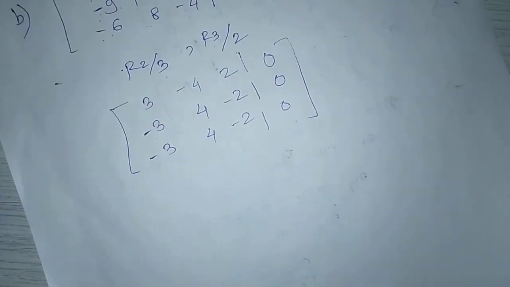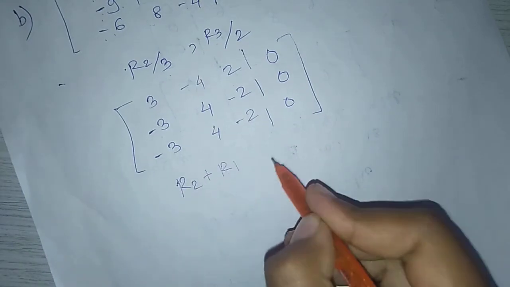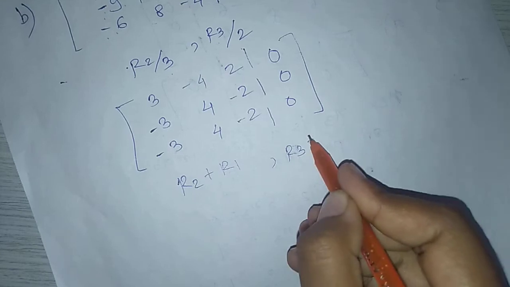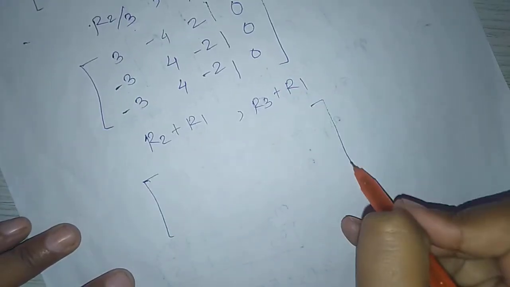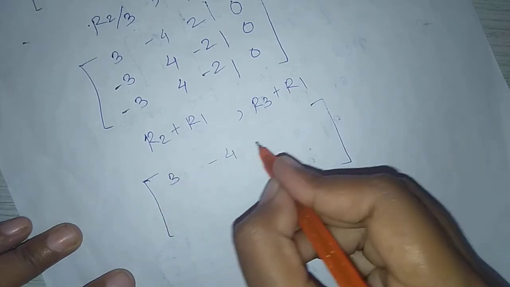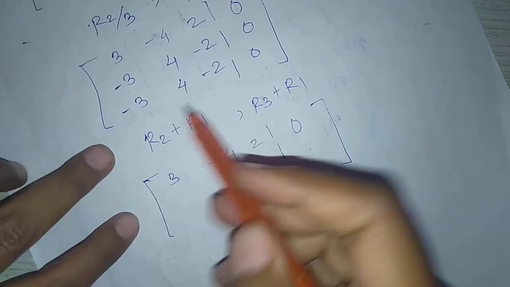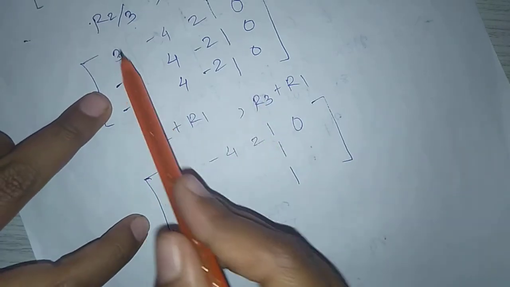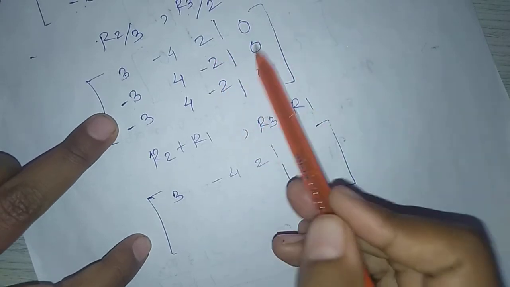this matrix by using the row operations R2 plus R1, R3 plus R1. We get the first row as it is, and the second row and third row become 0. Minus 3 plus 3 is 0, 4 minus 4 is 0, minus 2 plus 2 is 0, 0 plus 0 is 0. Similarly for the third row.